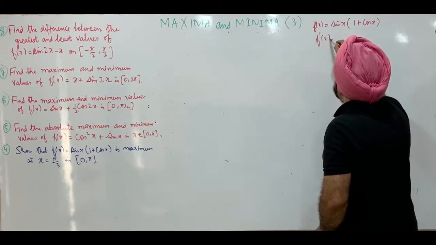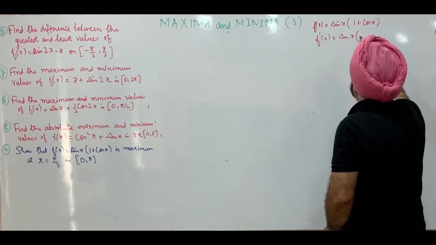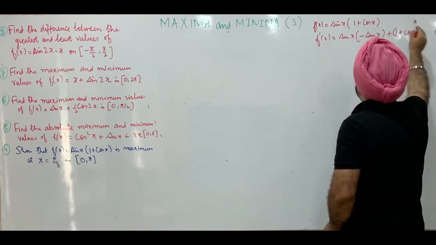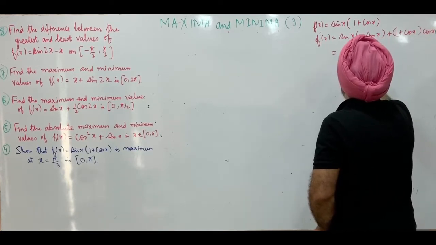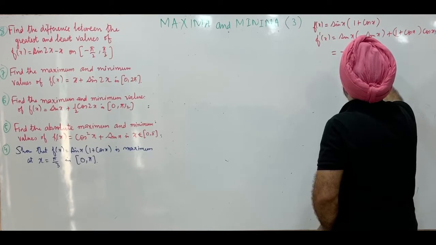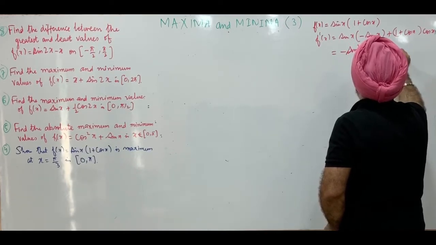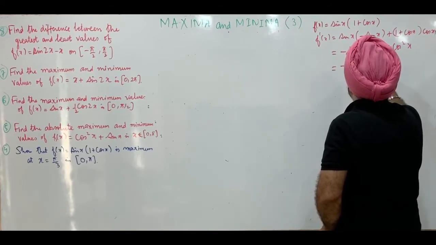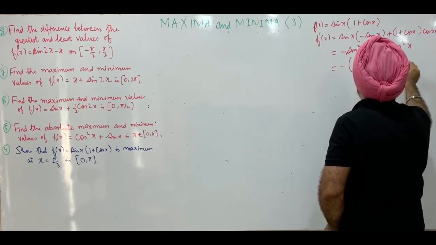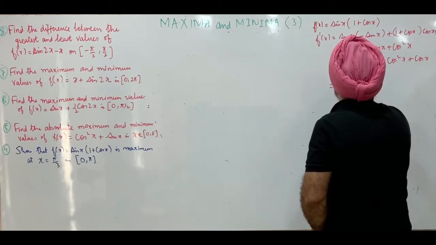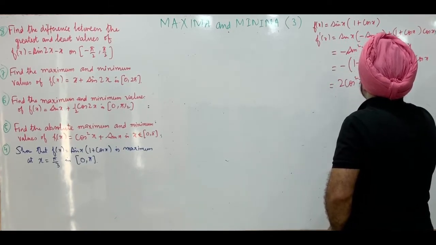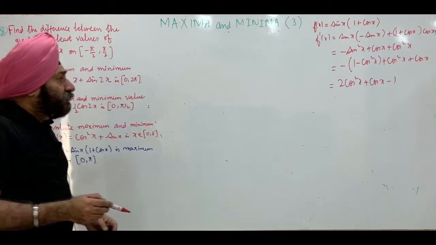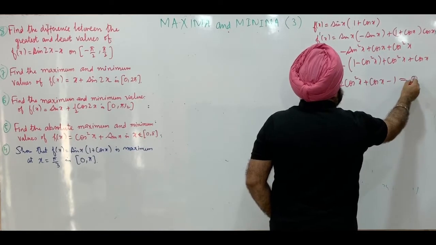And f dash of x will be sin x into the derivative of this, minus sin x, plus (1 plus cos x) into the derivative of sin x, which is cos x. This will be minus sin square of x plus cos x, and plus cos square of x. Minus sin square of x is 1 minus cos square of x, plus cos square of x, and plus cos of x. This is 2 cos square of x plus cos x minus 1. This is the derivative of the function, and for critical points we equate this to 0.